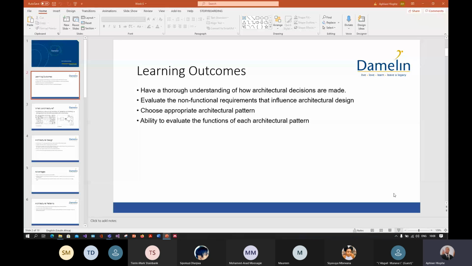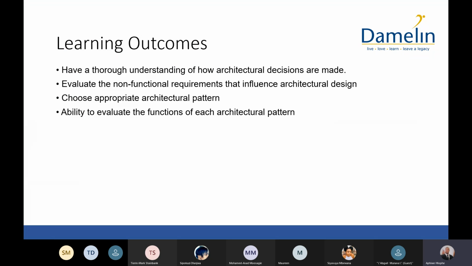So these are the learning outcomes for this particular study unit. At the end of study unit 6, you should be familiar with the following. You should have a thorough understanding of how architectural decisions are made, evaluate the non-functional requirements that influence the architectural design, be able to choose an appropriate architectural pattern, and have the ability to evaluate the functions of each of the architectural patterns.